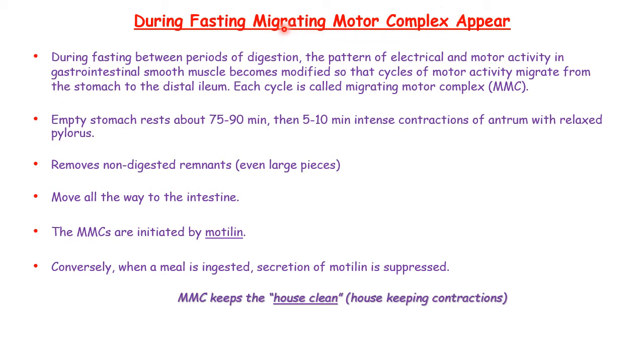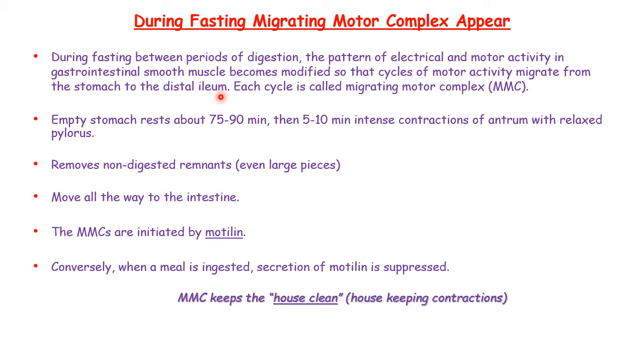The migrating motor complex is a special type of motility that appears in the interdigestive period. The interdigestive period means that after the stomach finishes its emptying and the process of food digestion, another movement coming from the stomach, called the migrating motor complex, occurs, usually due to modification of the electrical and motor activity of the gastrointestinal smooth muscle.